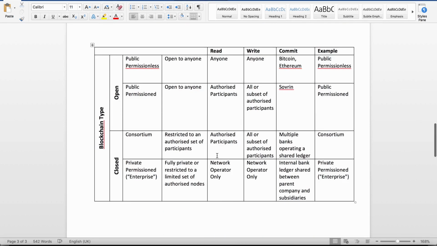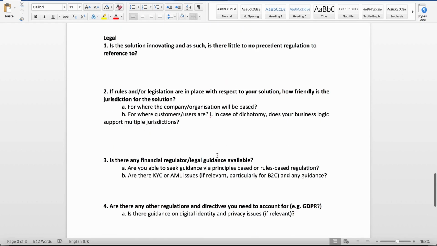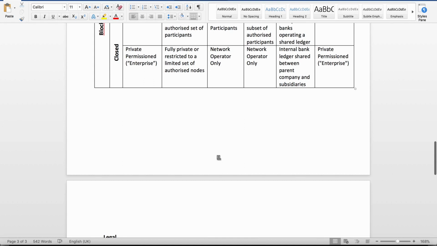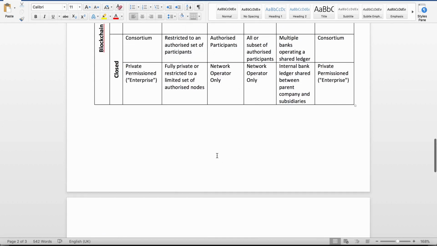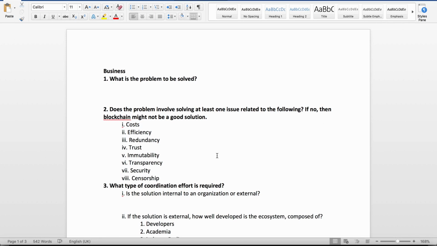So that's a brief overview of this tool. You don't have to answer every question, but it's still good to go through this document if you're thinking of using blockchain, solely because it will make you aware of some of the issues that you might come across as you try to work your way through this landscape.